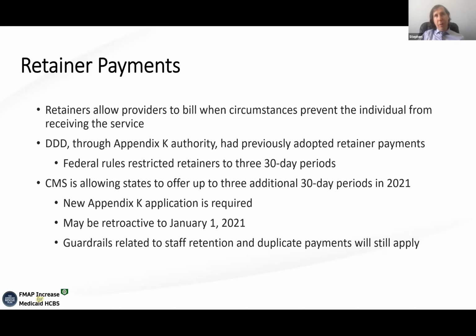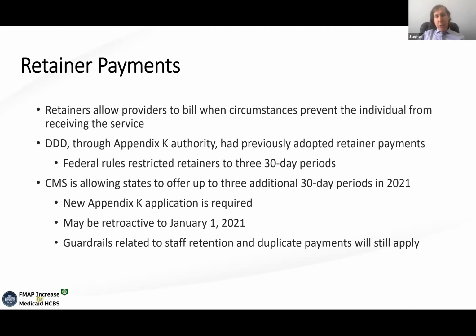There's also a number of what the federal government has called guardrails in place. And again, in really simplistic terms, what we're talking about is providers have to effectively retain their staff. It doesn't make sense for providers to get these retainer payments if they're not paying their staff. So there's requirements around staff retention and wage maintenance. And then there's also a lot of concern at the federal level about not duplicating payments. And this is largely an issue for 2020, not 2021, when there was a lot of additional federal money floating around for things like the PPP loans to small businesses and the like. But those duplicate payment guardrails will remain in place as well.